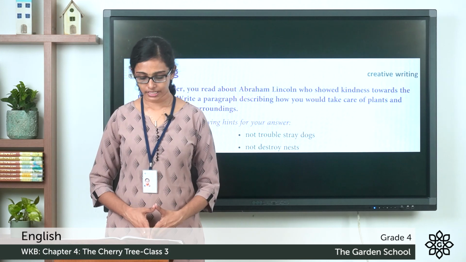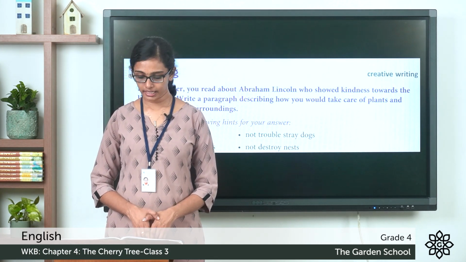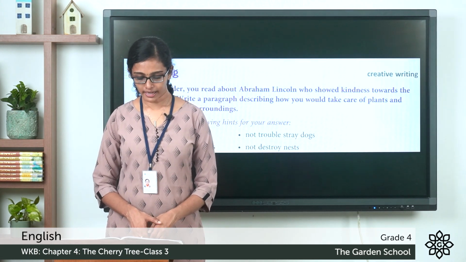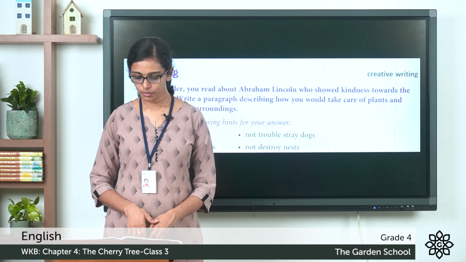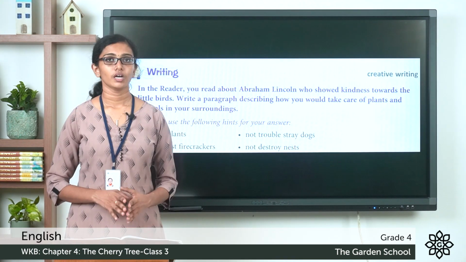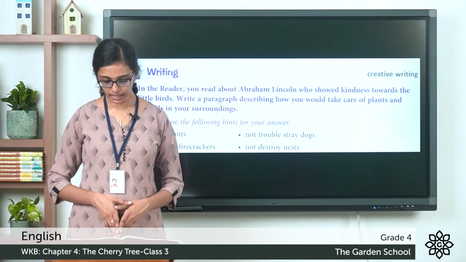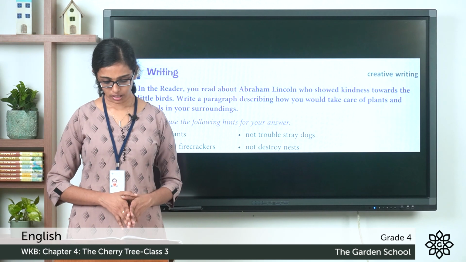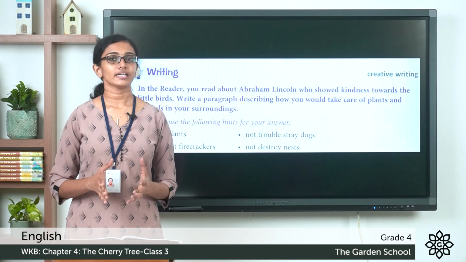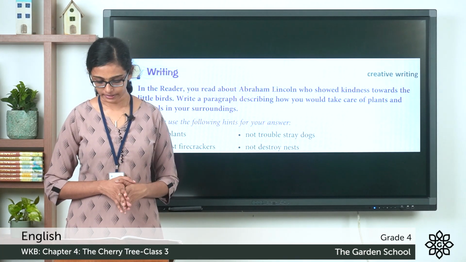It's about creative writing. In the reader, you read about Abraham Lincoln who showed kindness towards the little birds. Write a paragraph describing how you would take care of plants and animals in your surroundings. You may use the following hints for your answer. Water plants, not trouble stray dogs, not burst firecrackers, not destroy nests. So here, you are supposed to write a paragraph using the hints given here.